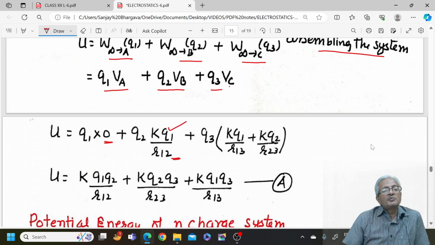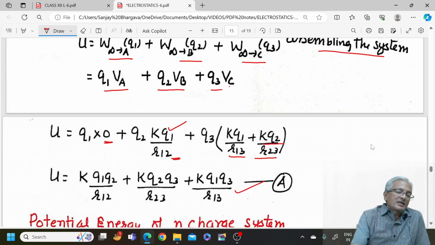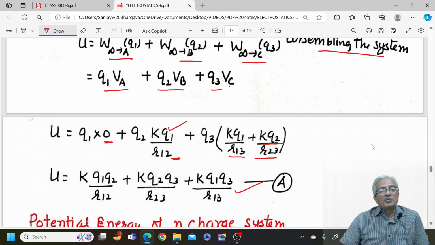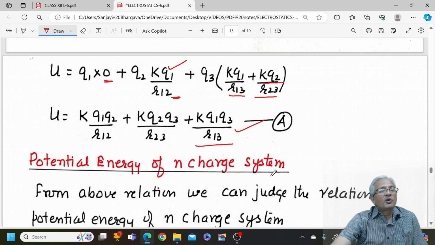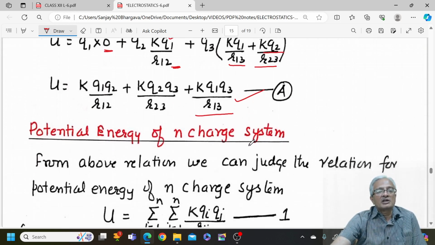Now the second charge has been placed at point B. So there are now two charges producing their potentials at point C, and their potentials are given by K Q1 upon R13 and K Q2 upon R23. So the total potential energy of a three-charge system is given by K Q1 Q2 upon R12 plus K Q2 Q3 upon R23 and K Q1 Q3 upon R13. So this equation A provides me the potential energy of a 3-charge system.